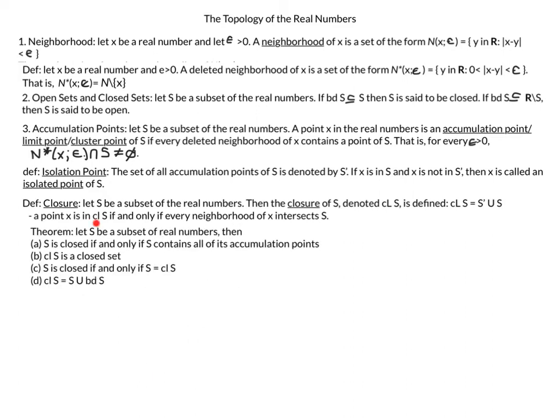We have this theorem: let S be a subset of real numbers, then S is closed if and only if S contains all of its accumulation points. The closure of S is a closed set, and S is closed if and only if S is equal to its closure, and the closure of S is equal to S union the boundary of S.